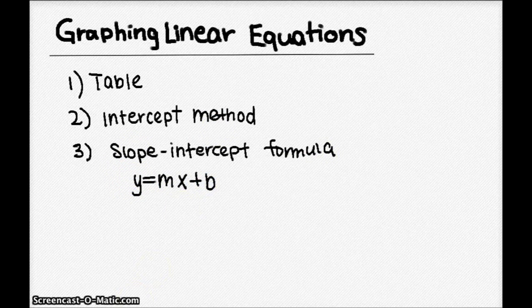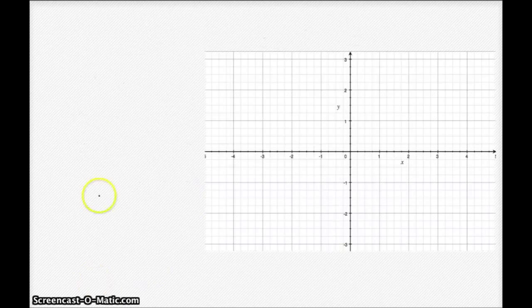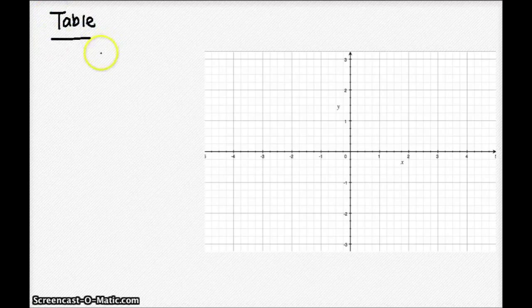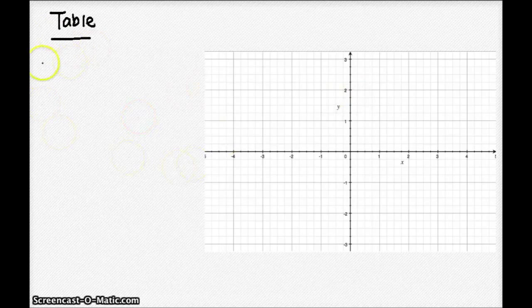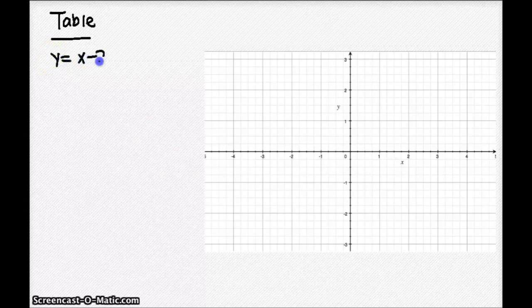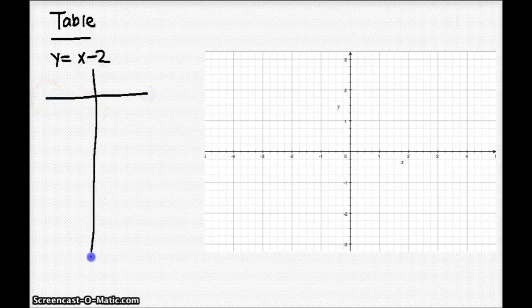So first we'll practice graphing a line using the table method. So what you're going to do is you're going to plug in a few values for x to find a few values for y, and then you're going to plot those points on the graph and then connect the dots to make the line. So let's say we have the equation y equals x minus 2. So we're going to make a little table for x and y values.